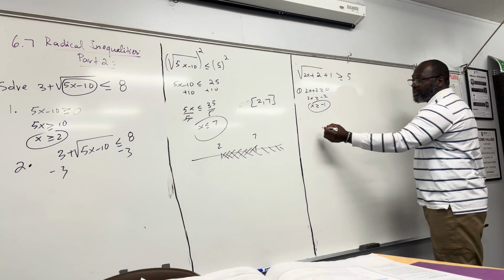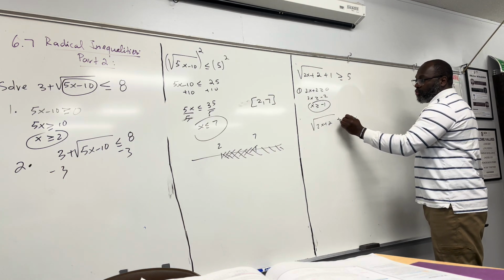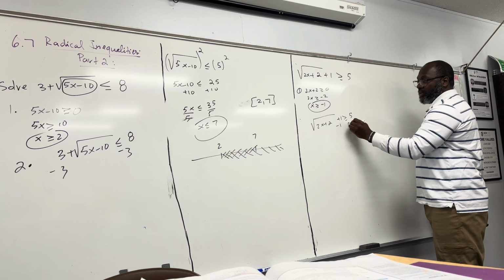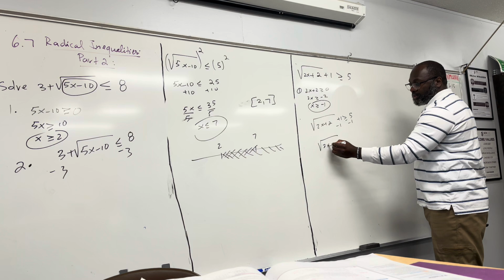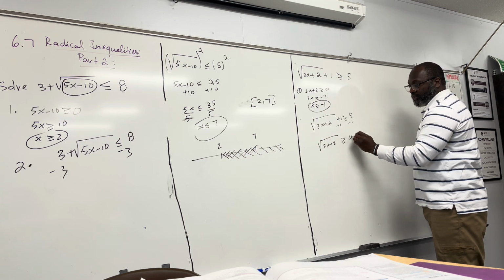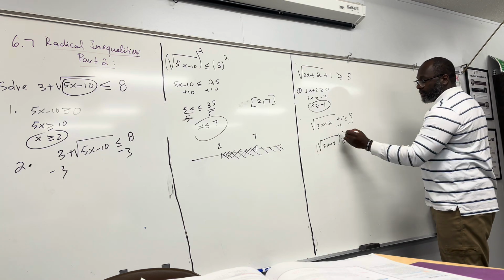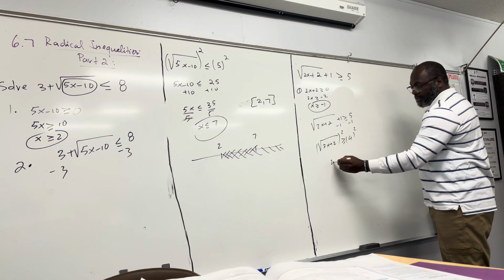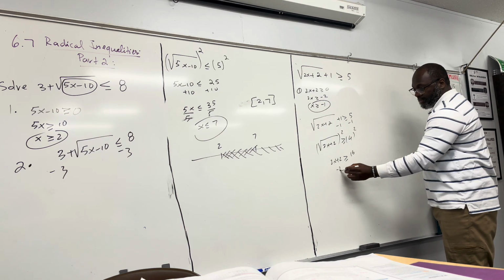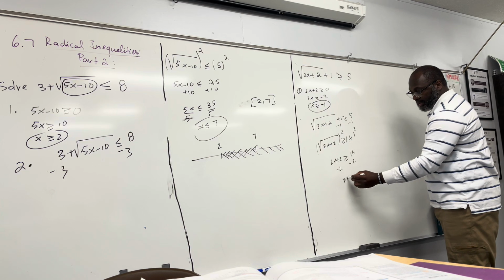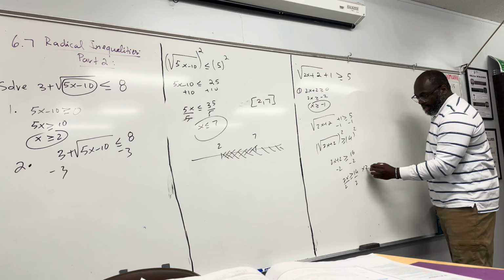To solve it, we have 2x plus 2 plus 1 is greater than or equal to 5. I'm going to take out 1 on both sides, so I get 2x plus 2 is greater than or equal to 4. Then what? Square it. So we get 2x plus 2 is greater than or equal to 16. Subtracting 2, we get 2x greater than or equal to 14, and x is greater than or equal to 7.